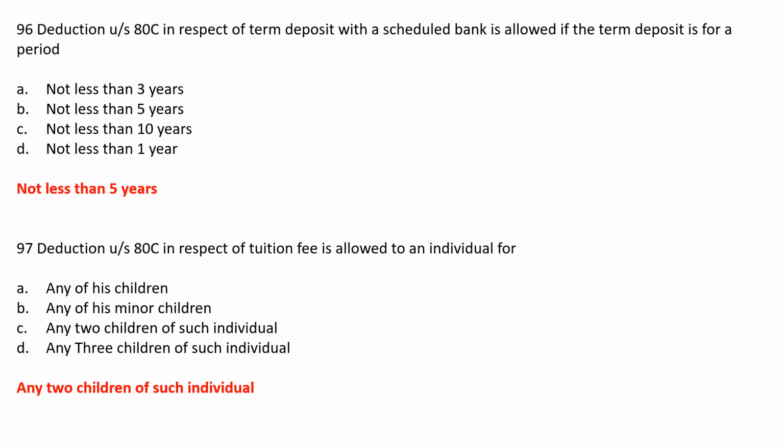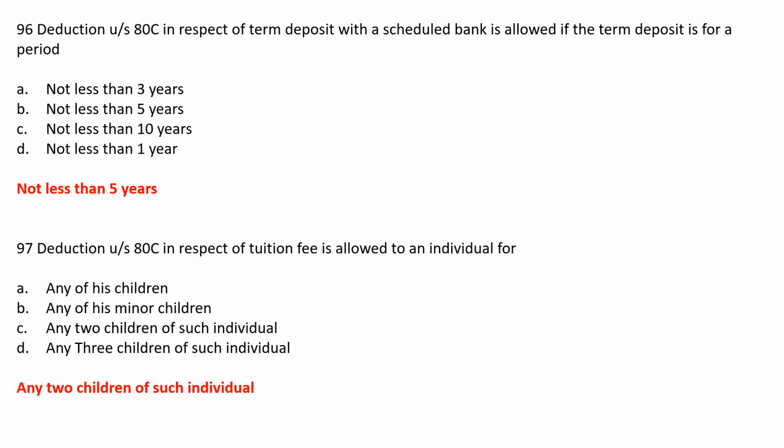Next question, question number 96. Deduction under 80C in respect of a term deposit with a scheduled bank is allowed if the term deposit is for a period: option A, not less than 3 years; option B, not less than 5 years; option C, not less than 10 years; option D, not less than 1 year. The correct answer is option B, not less than 5 years. So deduction under section 80C in respect of term deposit with a scheduled bank is allowed if the term deposit is for a period not less than 5 years.